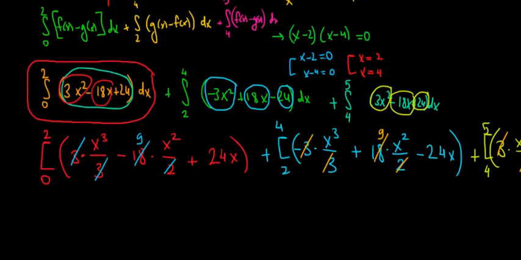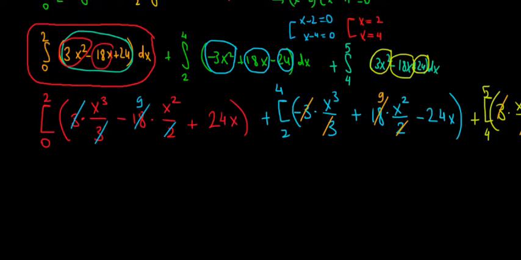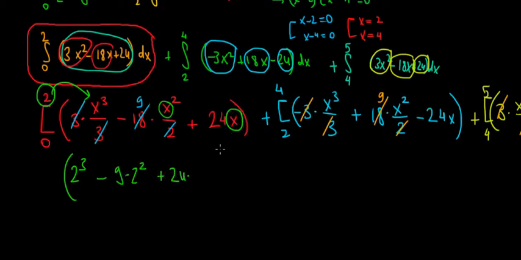Let's go over here below. We will substitute first the upper boundary, 2, into x. So we will have now 2 to the power of 3, minus 9 multiplied with 2 to the power of 2, plus 24 times 2 instead of x. Minus, if we substitute 0 into x, we will have just 0 overall, so minus 0. This is the result from the first bracket.